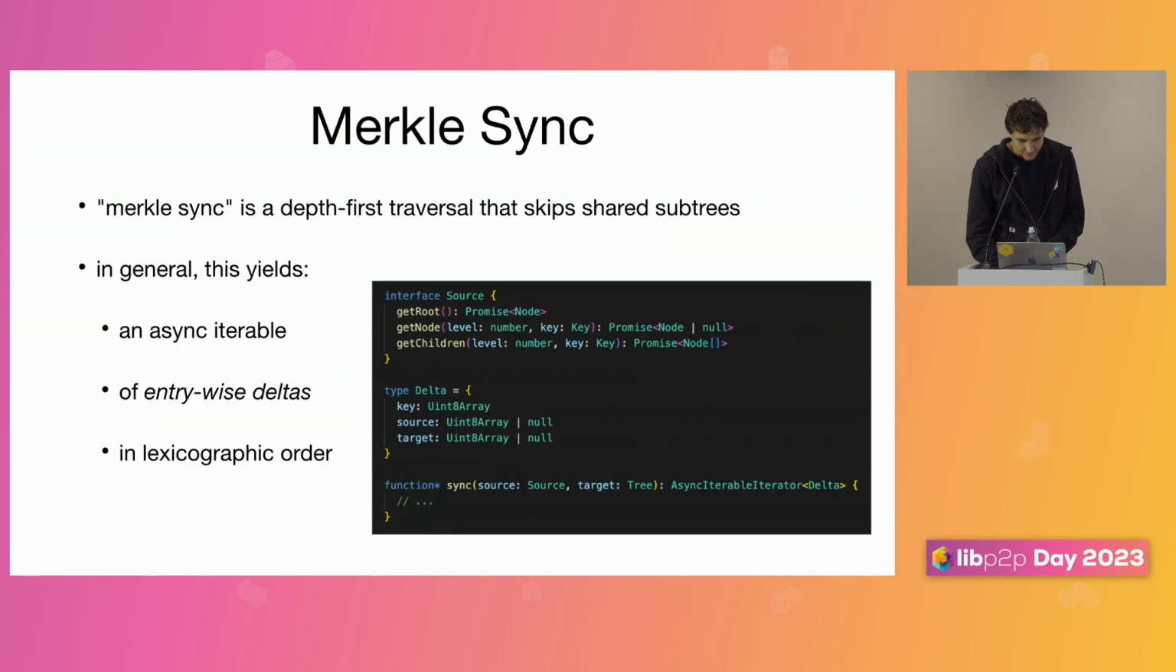Let's see. Right, so Merkle sync, depth first traversal, skips shared subtrees. In general, this gives you something like, in JavaScript, this would be typed like this. It gives you essentially an async iterable over the differences, element-wise or entry-wise, in 2 different key value stores. And you can perform this efficiently over the network.